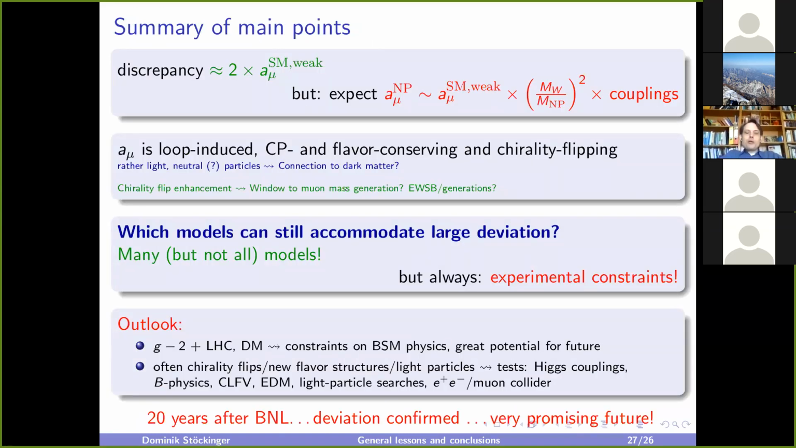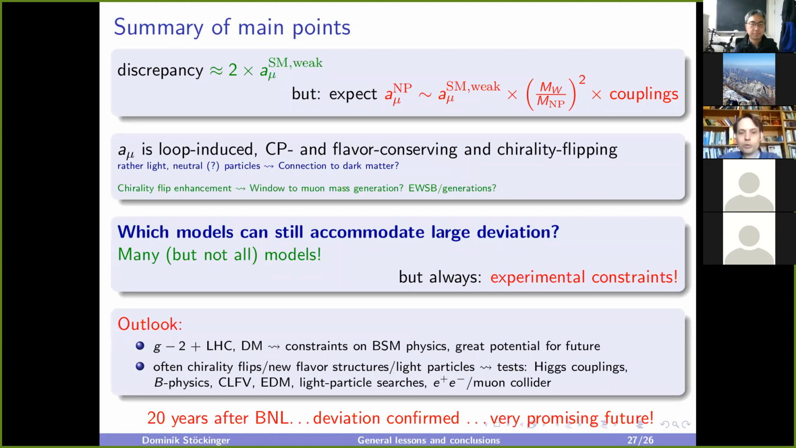So we see that g-2 is a large discrepancy right now, larger than the weak contributions, and that is why new physics explanations need special properties. g-2 is loop-induced, CP and flavor conserving, and chirality flipping, which makes it complementary to many other observables. And thinking about this, we see this connection to dark matter or to chirality flip enhancements, which make g-2 a window to the muon mass generation mechanism.